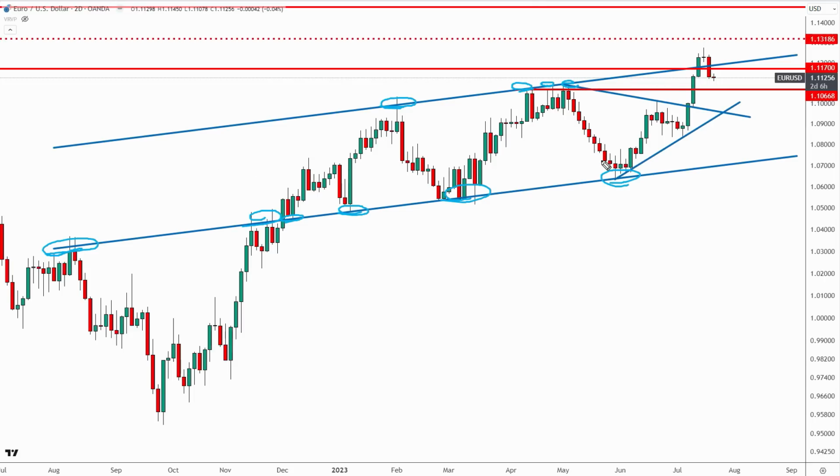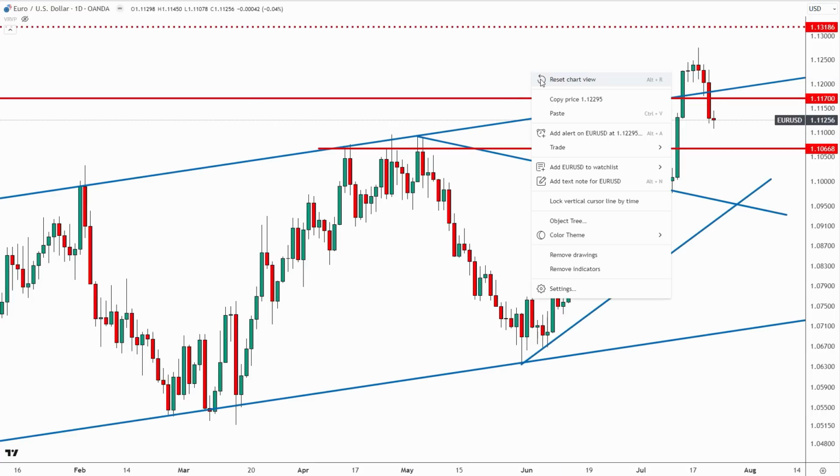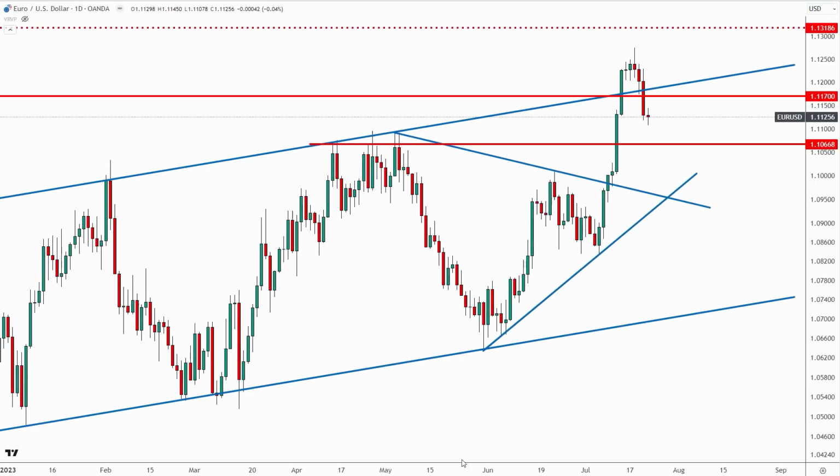So this is the 2-day time frame. And you can see where last week we do have a fake out from the euro. So a fake out like this does tend to produce an extended move in the opposite direction. So for the EURUSD, that would be a move lower. Now, looking at the daily time frame, these are the three highs that I talked about.